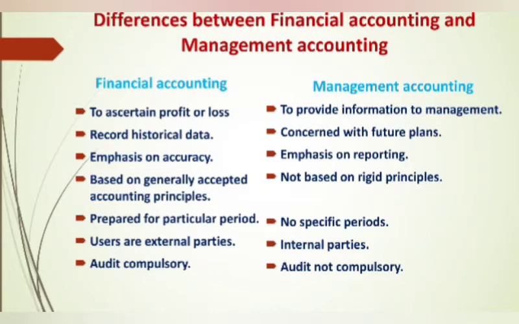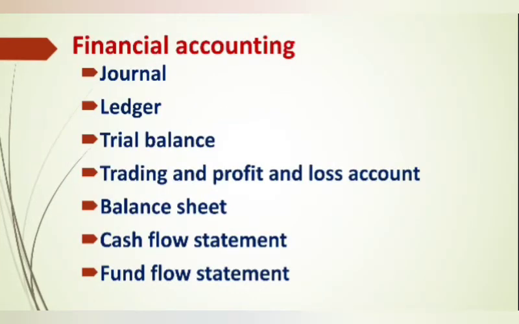Now let's see how we make financial accounting. The first is the journal, then ledger, trial balance, trading and profit and loss account, and balance sheet. Then for cash inflow and outflow, we use the cash flow statement and fund flow statement. So these are very necessary for making financial accounting.